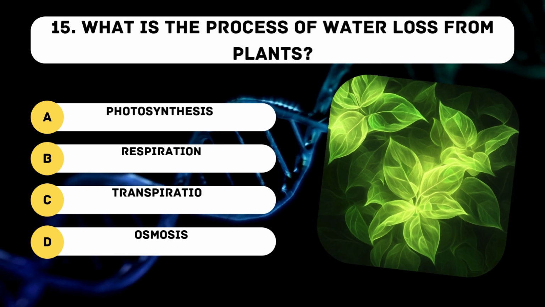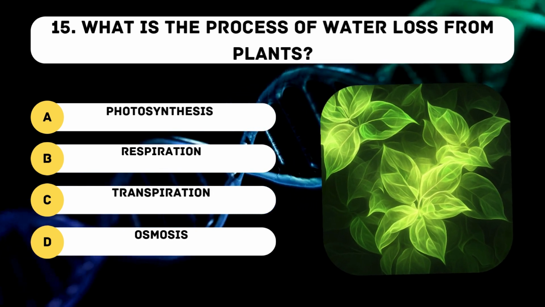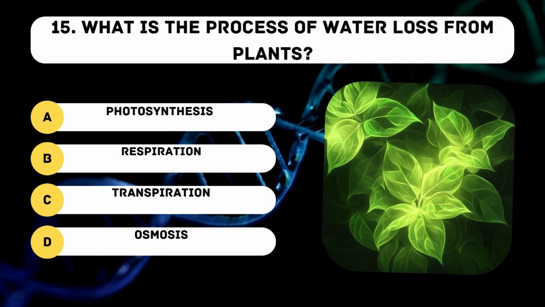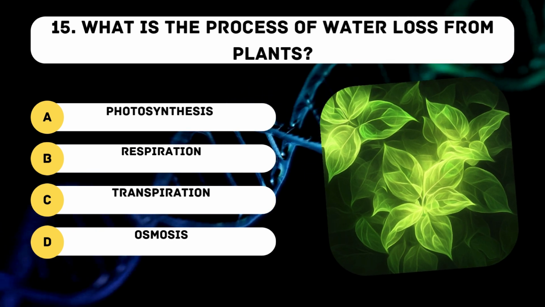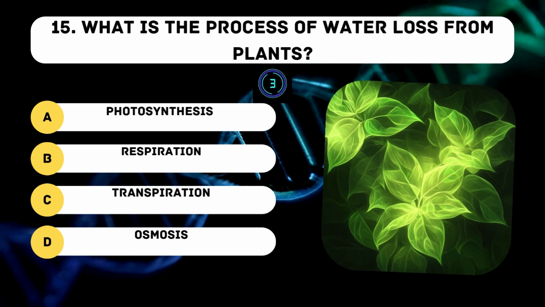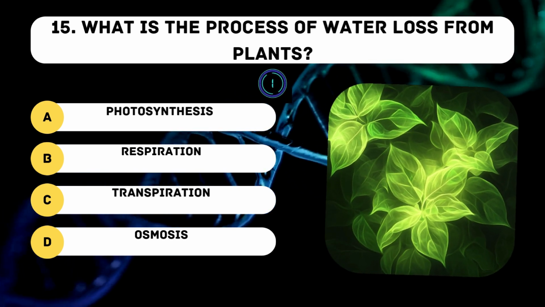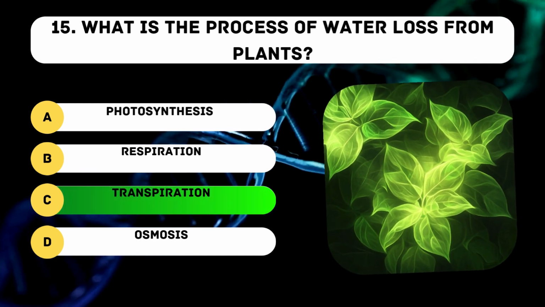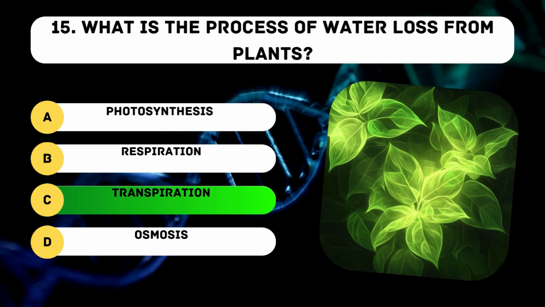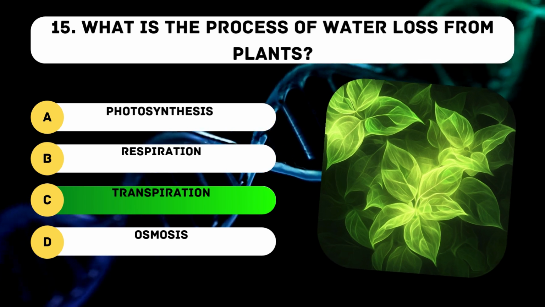15. What is the process of water loss from plants? A. Photosynthesis. B. Respiration. C. Transpiration. Or D. Osmosis? The answer is C. Transpiration. Transpiration is the evaporation of water from plant surfaces, mainly through leaves.